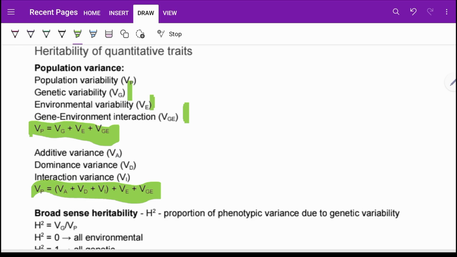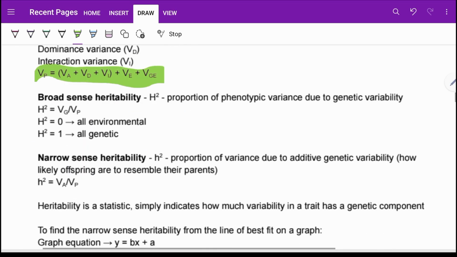calculate the population variance. We have such a thing called broad sense heritability, which is symbolized by a capital H squared, and that is the proportion of phenotypic variance due to genetic variability. Basically, how much of the difference in phenotypes is due to genetics, not environment. So if H squared is 0, that means it's all environmental that is influencing this phenotype. If H squared equals 1, that means it's all genetic factors influencing these phenotypic differences.